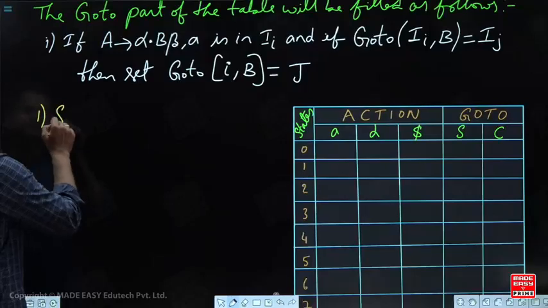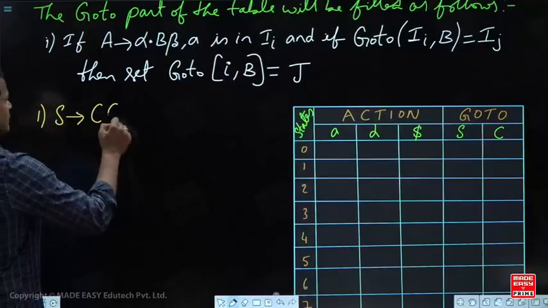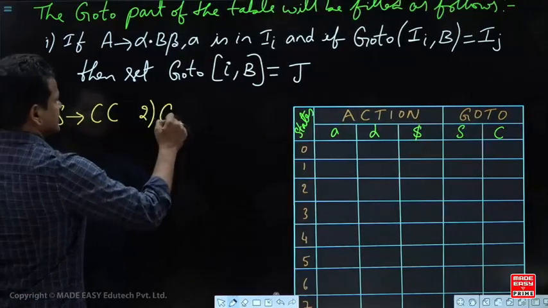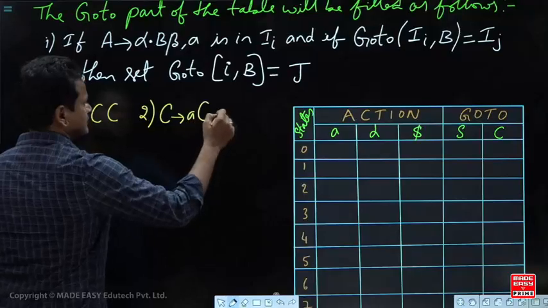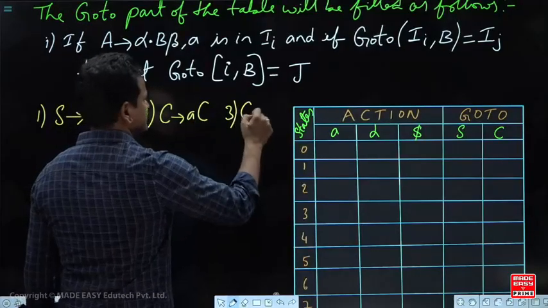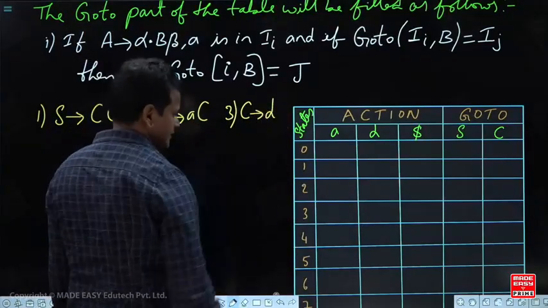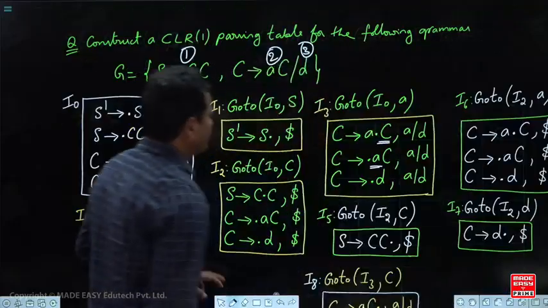S derives CC, C derives AC, C derives D. These are the three productions. Okay. Now, fill.